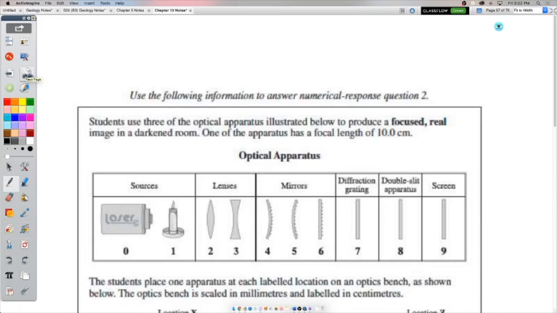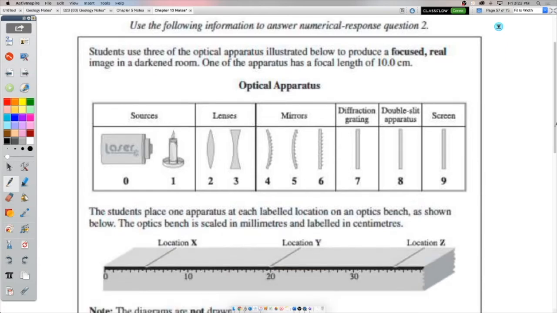Okay, and let's do these kind of wrap up type questions that just kind of bring it all together now. So this is a question from an old diploma. It says students use 3 of the apparatus illustrated below to produce a focused, real image in a darkened room. One of the apparatus has a focal length of 10 centimeters. Now they place these apparatus at each labeled location, so at X, at Y, and at Z on an optics bench below. The optics bench is scaled in millimeters and labeled in centimeters. So important to know that this is 0 centimeters, 10 centimeters, 20, 30, etc.